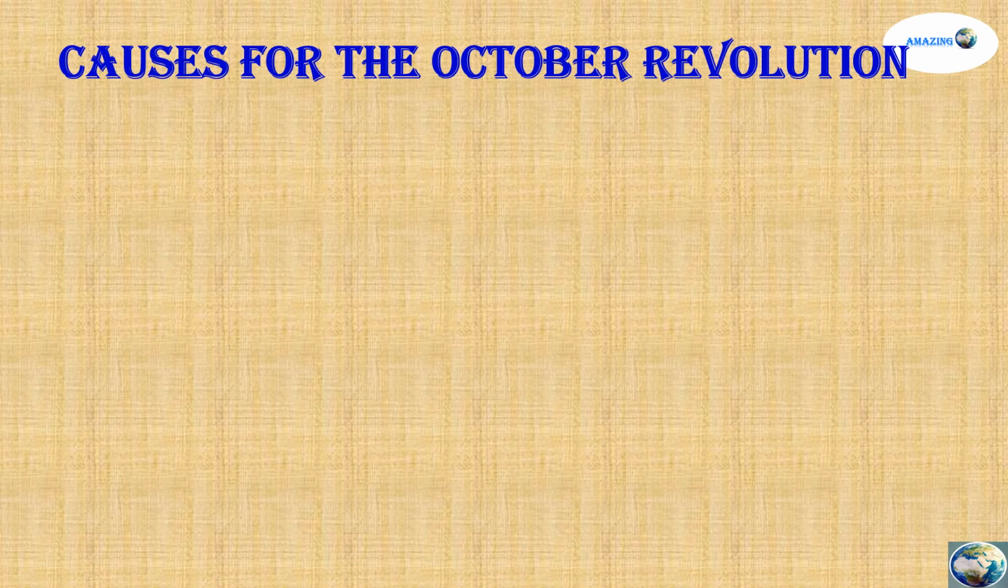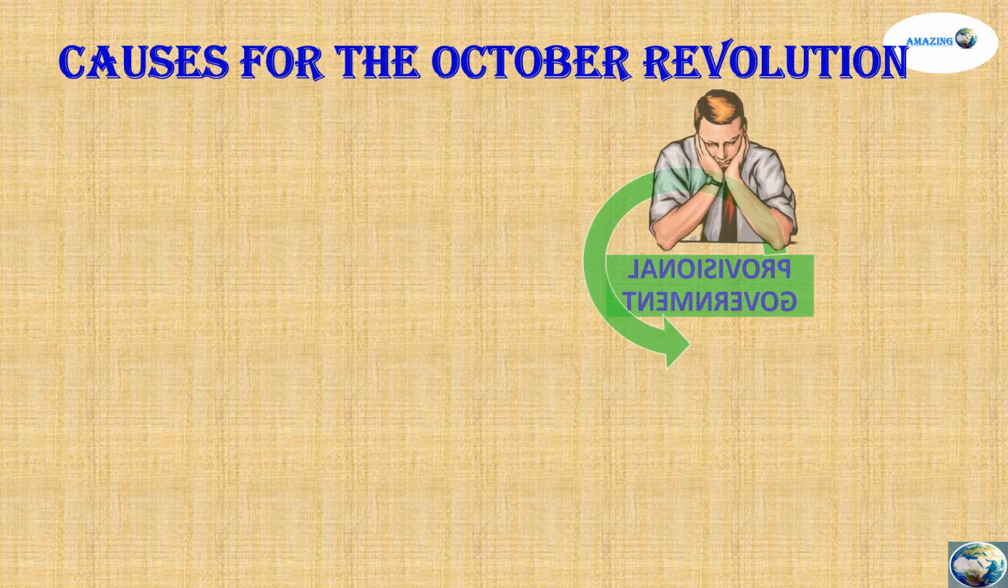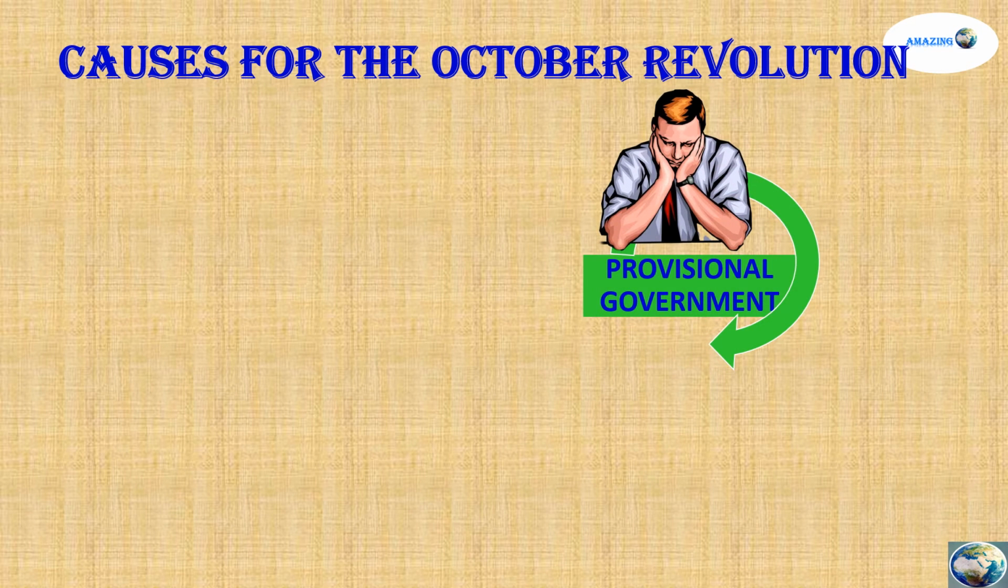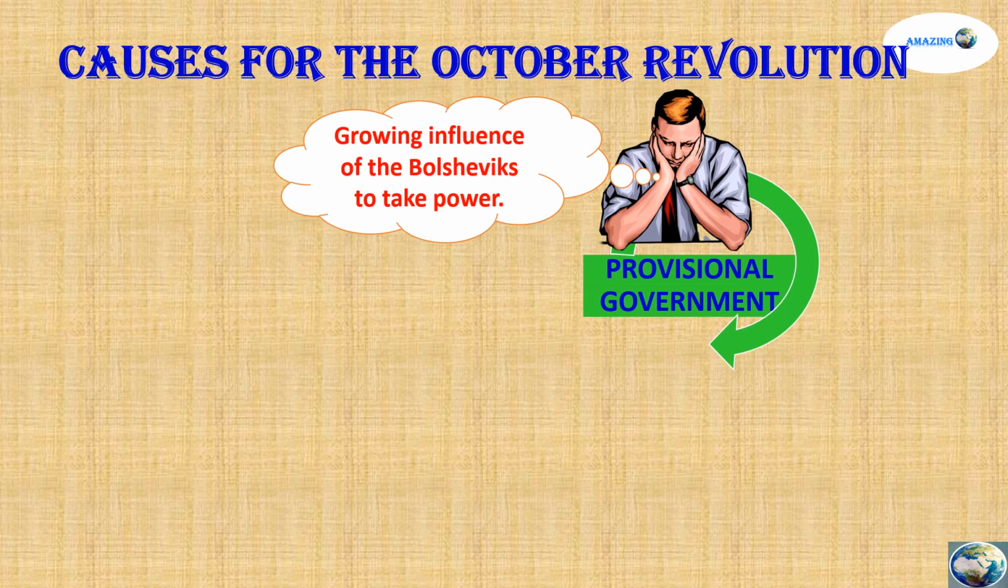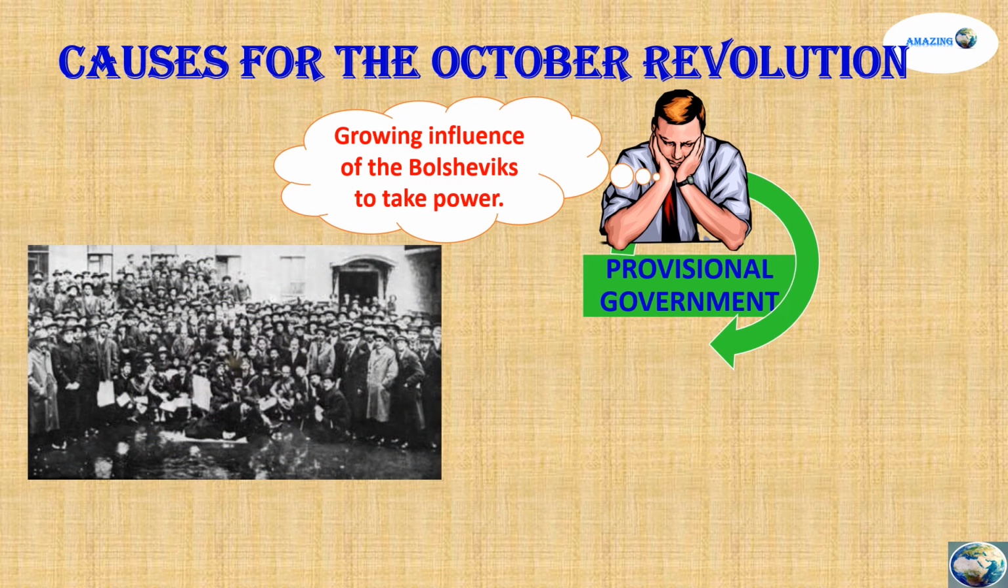The main cause was when the provisional government was worried as to how to crush the movement that was taking place, and they soon realized that it was the growing influence of the Bolsheviks to take power from them. So they had to crush the worker movements and committees that were being formed.